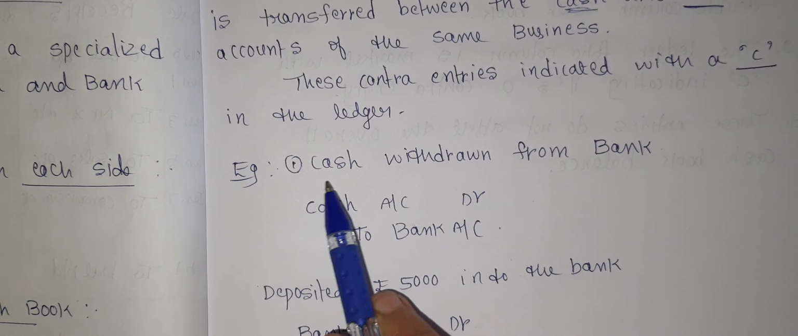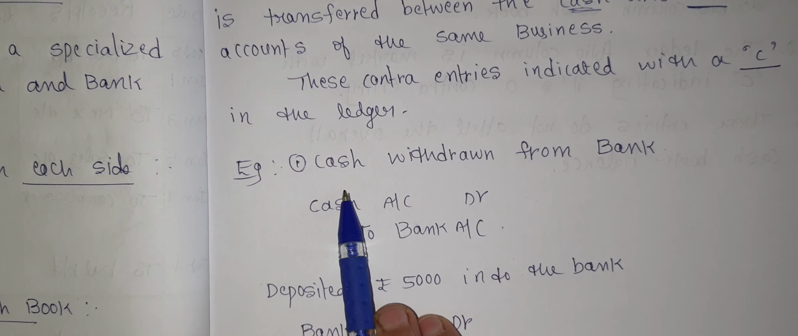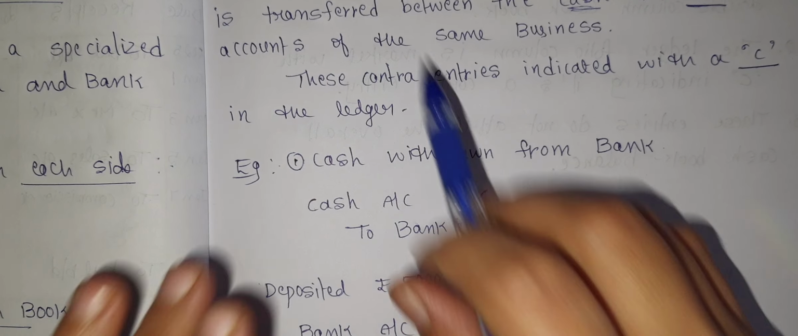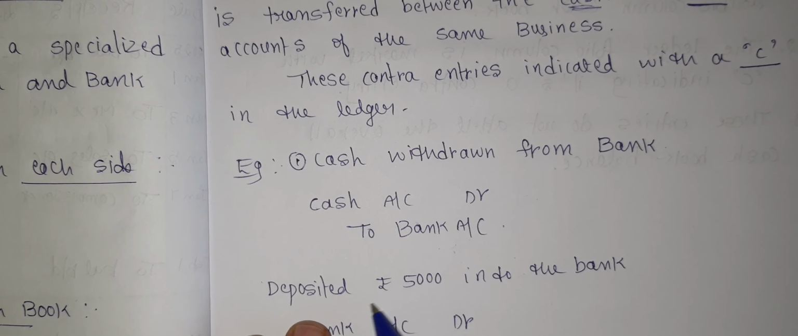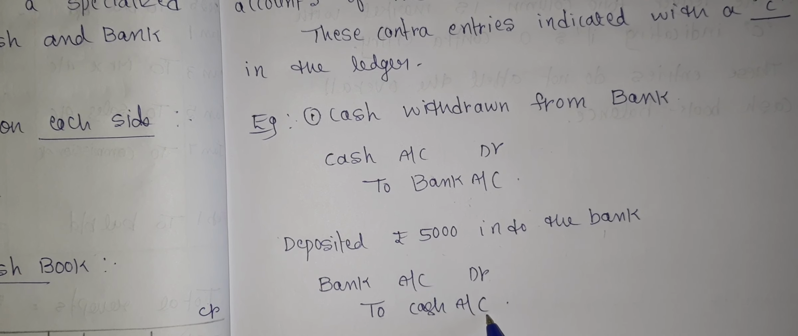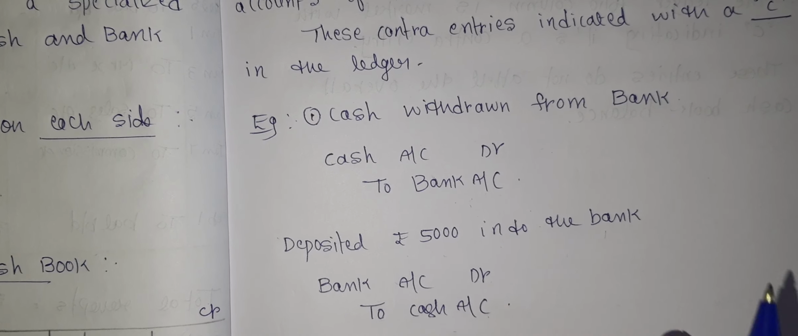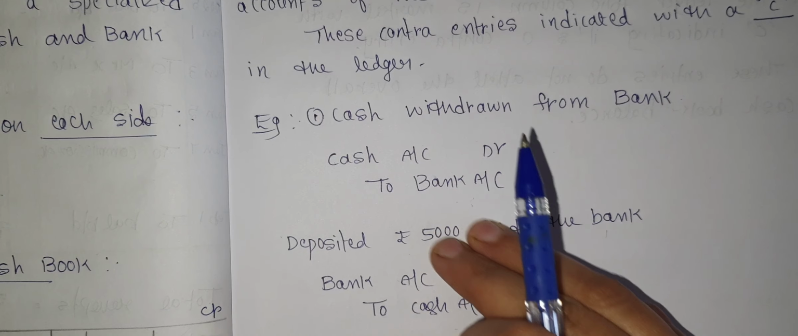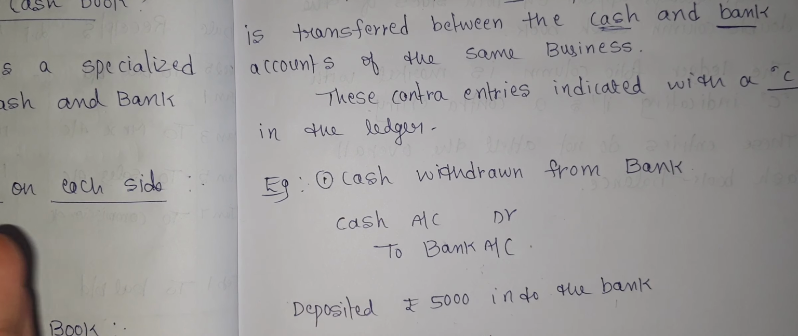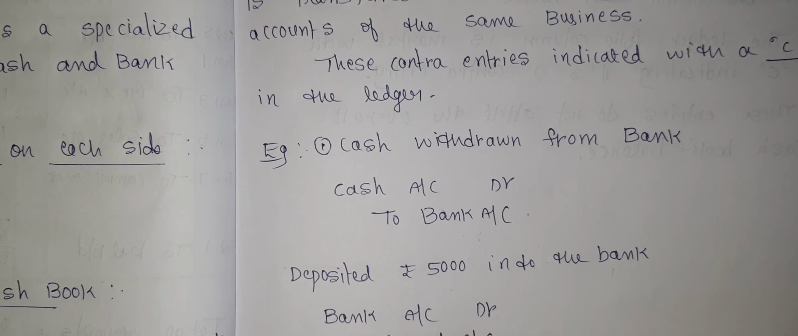For example, see, cash withdrawn from bank. Here cash account debtor to bank account. Here cash account will come and bank account will come. For these entries, we will call them contra entries. And deposited rupees 5,000 in the bank. Bank account debtor to cash account. Here also bank account will come and cash account will come. For these entries, we will call them contra entries. Okay, means this happens when money is transferred between the cash and bank accounts of the same business.